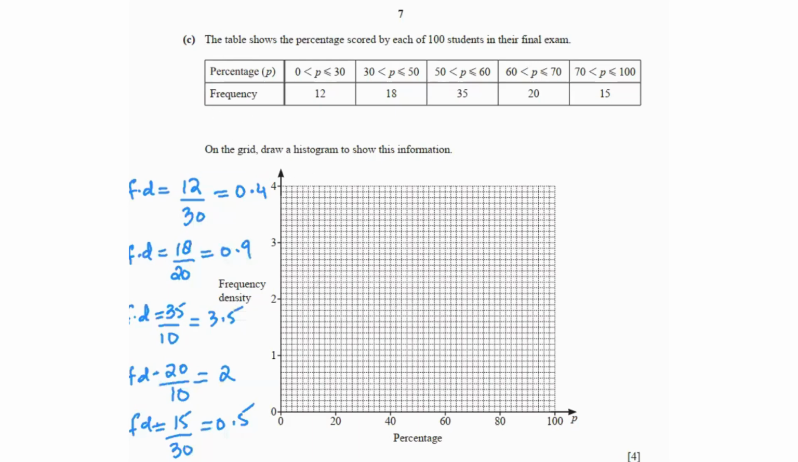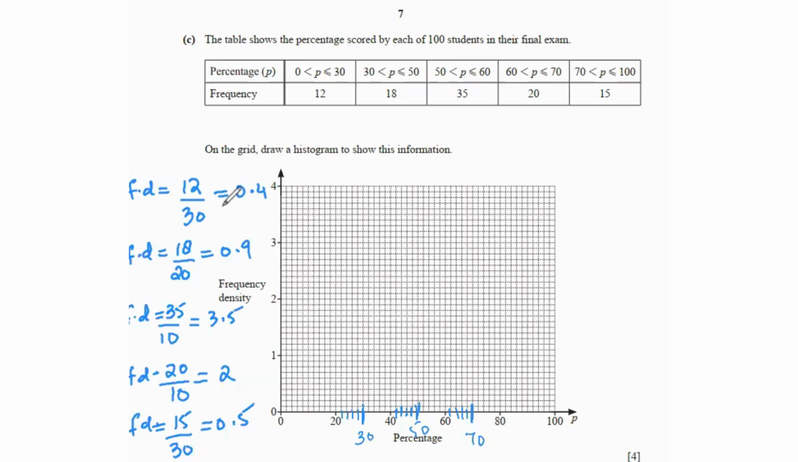Now they've already given a scale, so we use that scale to draw the bars. The first one is from 0 to 30, so let's mark 30 first. 10, 20, 1, 2, 3, 4, 5. This is 30. 50 would be 1, 2, 3, 4, 5, 50. And 70 would again be 1, 2, 3, 4, 5, 70 over here.